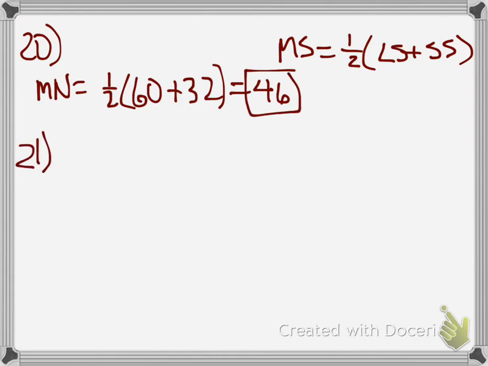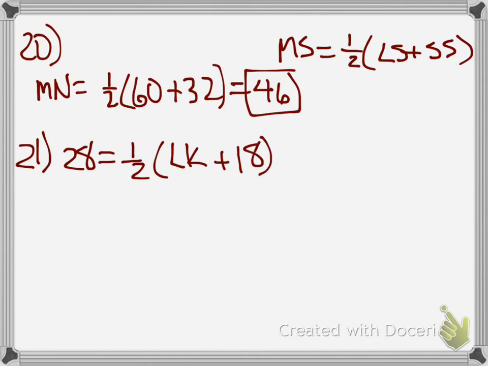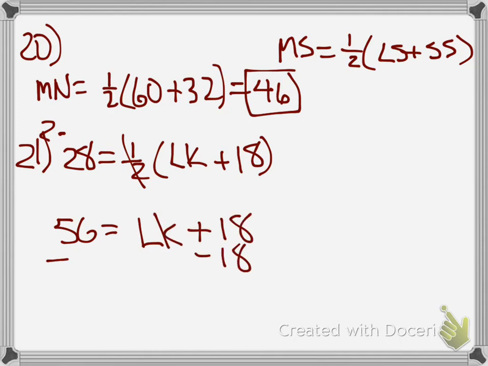Number 21, they give you the middle segment, and they want you to find the long segment. And then again, when you have it like this, you multiply by 2. That gets you 56, gets rid of the fraction. And then all you'd have to do is subtract. So subtract, and you get LK is equal to 46.